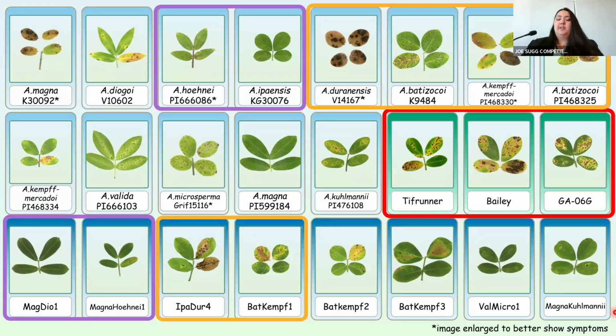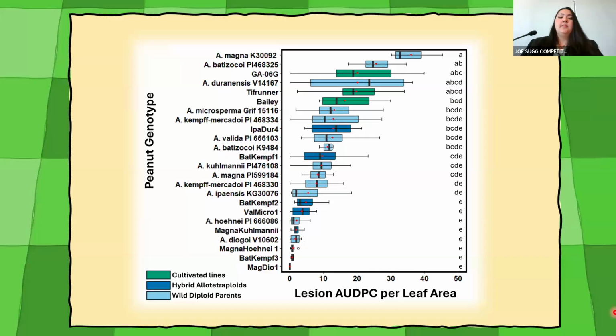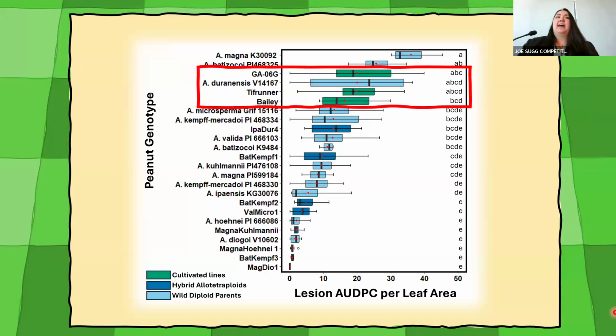So for the different data that I collected for the disease progression, I ran an analysis of variance and then did a Tukey HSD test to look at the statistical differences between each of the genotypes. Here we can see a box and whisker plot showing the disease progression over time compared to the genotypes. At the top, we can see Georgia 06G, Tiff Runner, and Bailey grouping together with a lot of disease, which was expected. We saw that it looked like it had a lot of disease visually, and it's also Arachis hypogaea, so it should be susceptible.